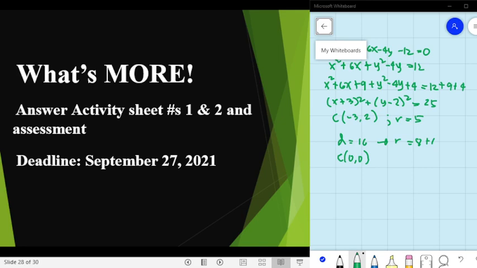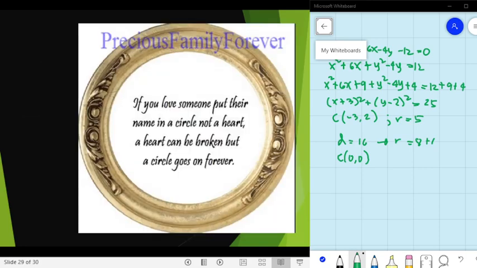Okay, so this is my quotation for this topic: if you love someone, put their name in a circle, not a heart. Why? Because a heart can be broken, but a circle goes on forever.